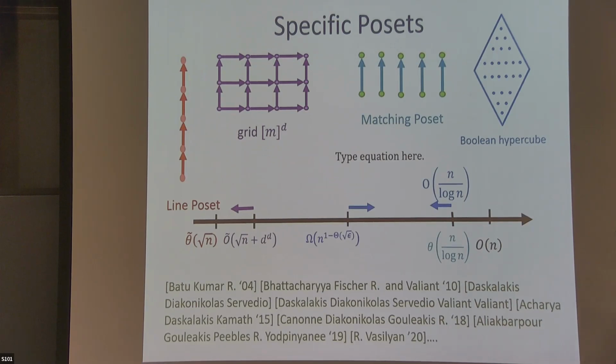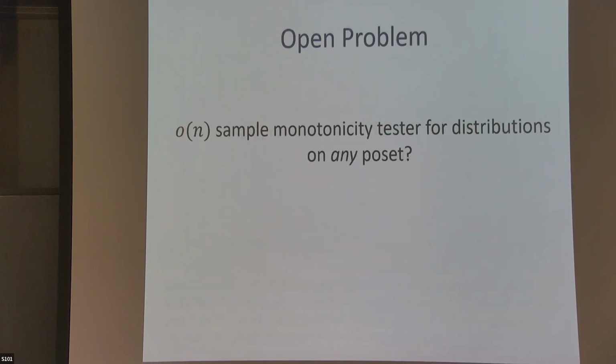In general, for arbitrary posets, these are the ones that have been studied. It's not that many. I guess one question is, is there a little o(n) sample monotonicity tester for distributions on any poset? And another thing you could ask is, what about the tolerant question? You were asking that before. So the tolerant question also, I think it's interesting even for the hypercube. We didn't get very far on that one either.